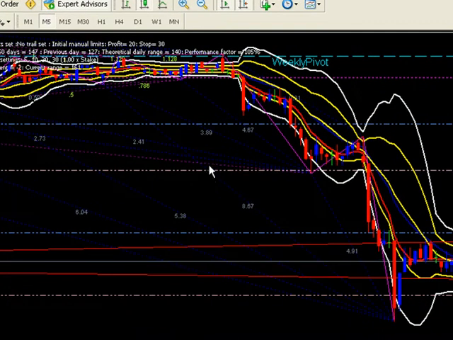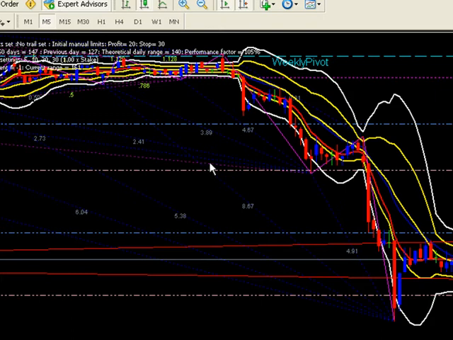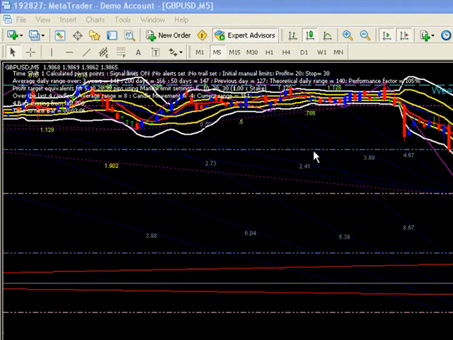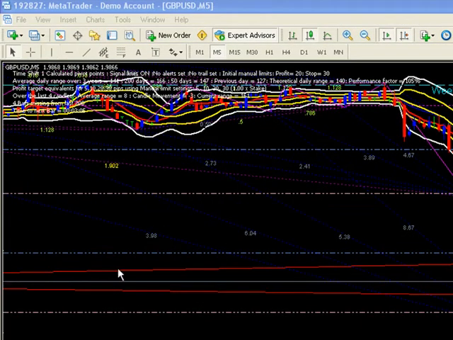I just wanted to show you a setup that we often use, which is quite useful. This is a 5-minute chart of the pound dollar this morning, the 24th of July.